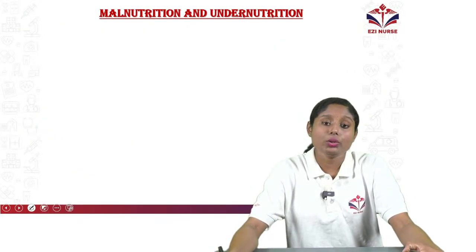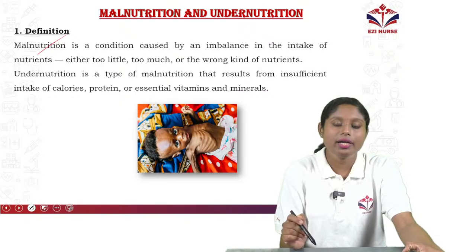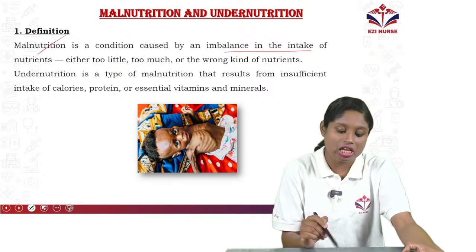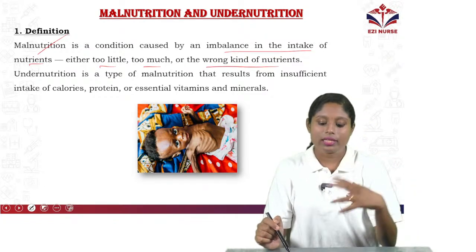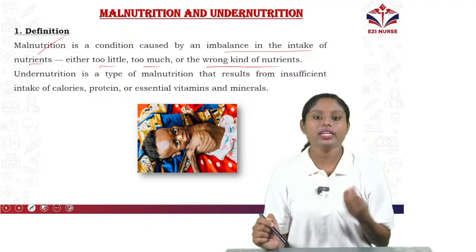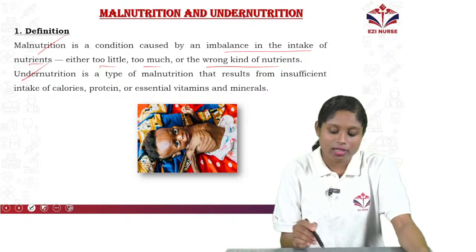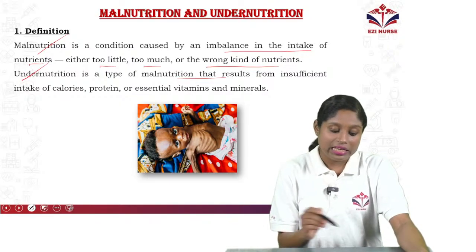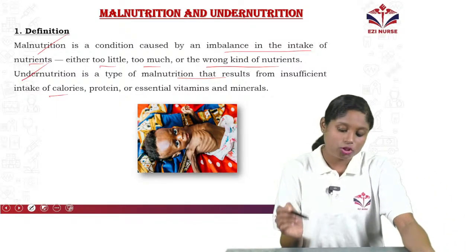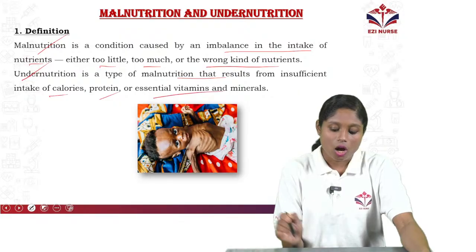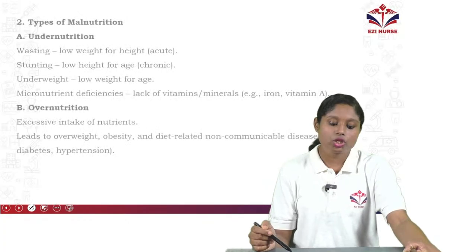Yes. So the next topic we are going to discuss is malnutrition and undernutrition. What is the definition here? Malnutrition is the condition caused by imbalance in the intake of nutrients, either too low, too much or the wrong kind of nutrients. Undernutrition is a type of malnutrition that results from insufficient intake of calories, protein or essential vitamins and minerals. So that's the definition of malnutrition and undernutrition.